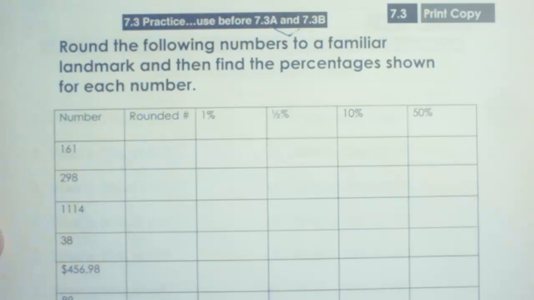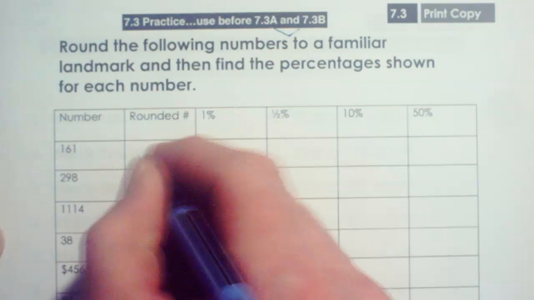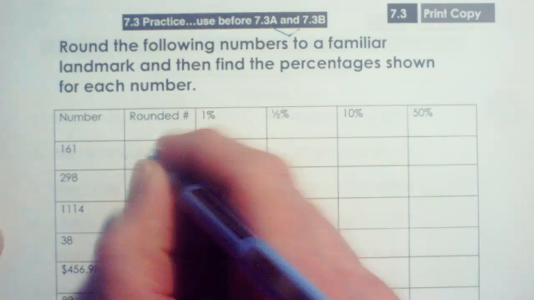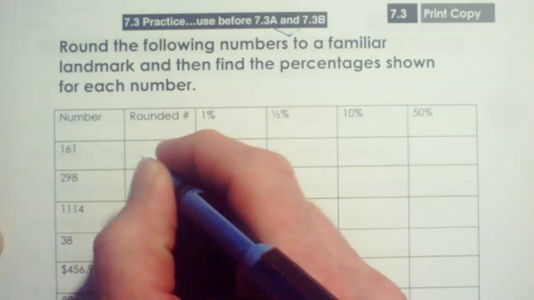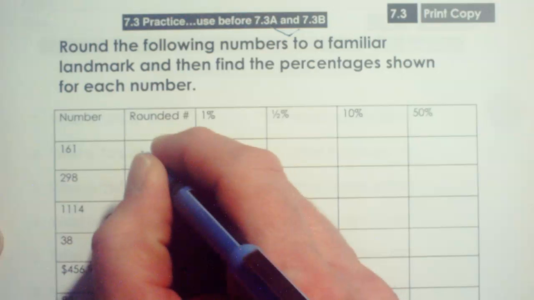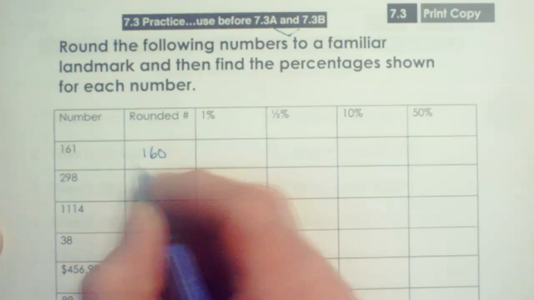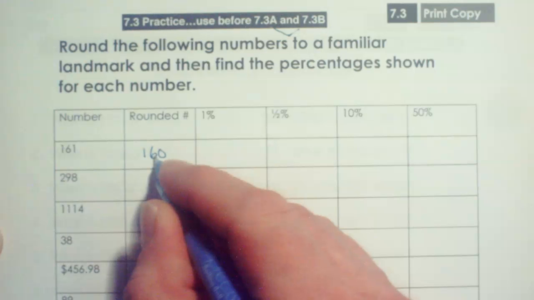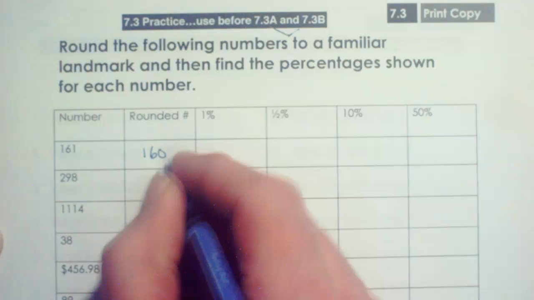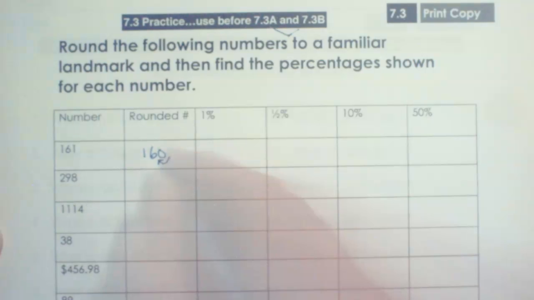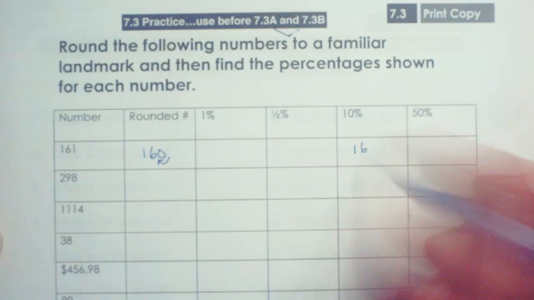First of all, round the number 161. This is a variable one here. You could round it to 150, 160. I think those are the two most common. So let's just go to 160. All right, so I think the most important column here is 10%. Can you find 10% and 50%? Well, 10% you just move the decimal. 10% is 16.